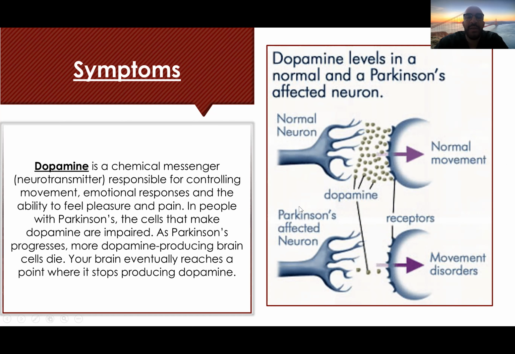But in an individual with Parkinson's disease, their neuron looks similar, but you can see there is a significantly less amount of dopamine being released. And all of the receptors are not being filled. Whereas here, all of the receptors are more than filled. But here, not quite. And that causes movement disorders.